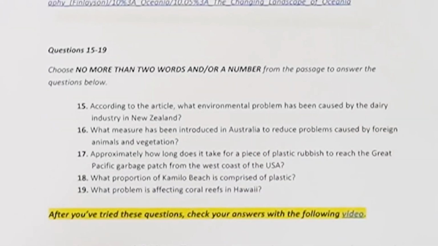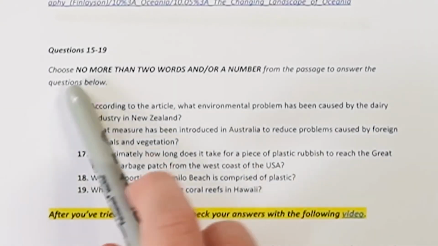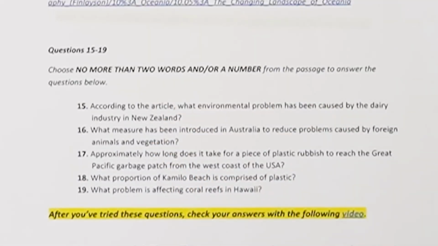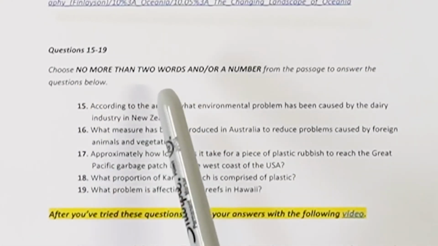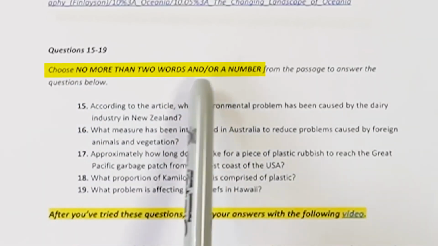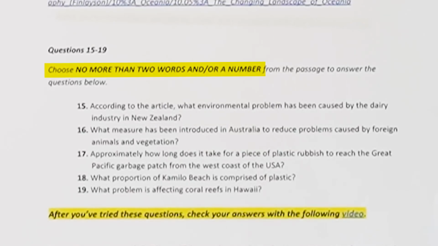So these are short answer questions. These are the questions that you would get in school when you were a kid. So they're just asking for direct answers to these questions. But very importantly, you need to check how many words, because the answer to these questions is quite open-ended. So this is one of the most important questions for reading: how many words, numbers they want you to put in here. So choose no more than 2 words and or a number. If you want to know what that means, go back to the previous part of the video where we talked about that.